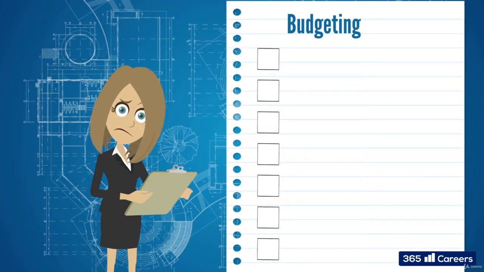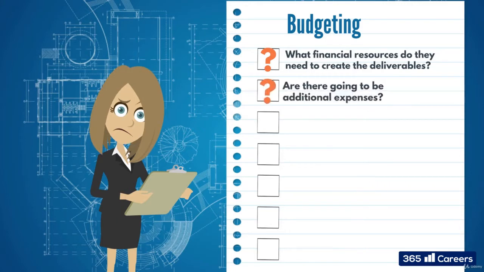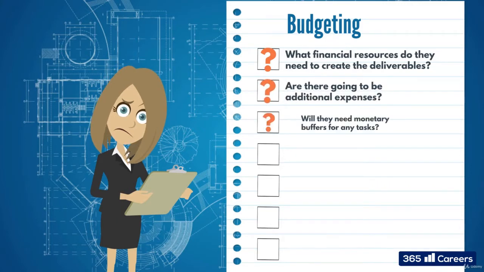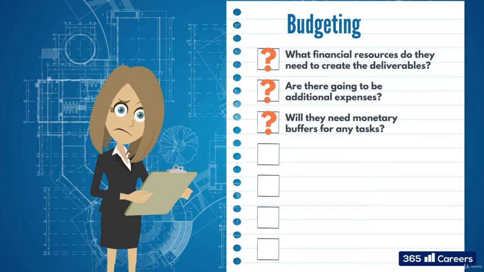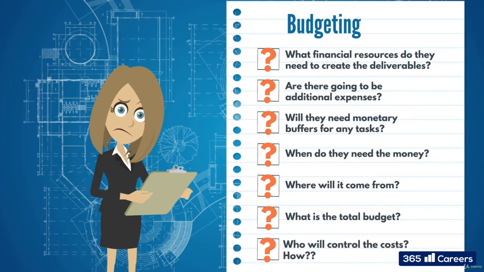There are plenty of questions a project manager needs to ask and get answers to. What financial resources do they need to create the deliverables? Are there going to be additional expenses? Will they need monetary buffers for any tasks? When do they need the money? Where will it come from? What is the total budget? Who will control the costs? How? Plus more, obviously. But what's the best way to answer these questions?